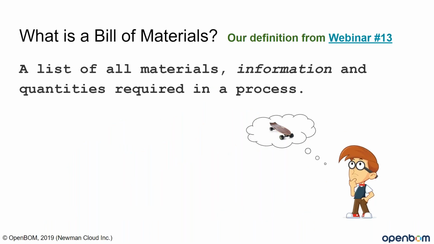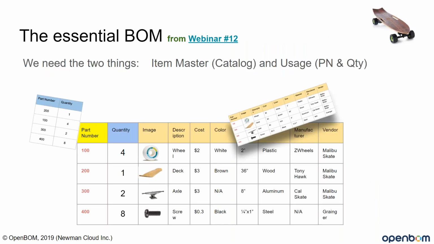Okay, what's a bill of material? Let's throw back a couple of weeks to webinar number 13, where we defined bill of material to be a list of all materials, information, and quantities required in a process. So here we've got a guy thinking about building a skateboard, and what information and materials and lists of parts are needed to do that. So we're going to think about our BOM as following this definition. There's lots of others out there that are much more complicated than that. So take a simple approach to that.